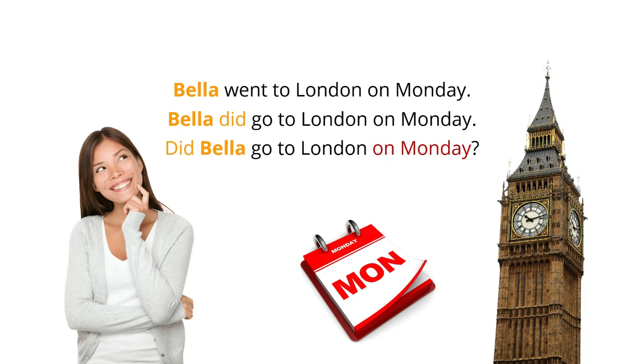Now imagine this is the missing information. We do not know that she went on Monday. We want to know when. So again, we take the question word when, we put it at the beginning of the sentence, and we should have, when did Bella go to London? Again, the same inversion is required.